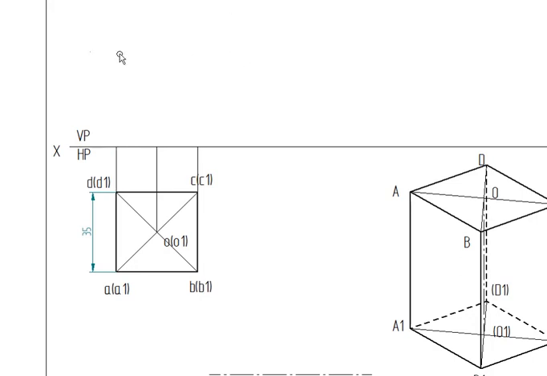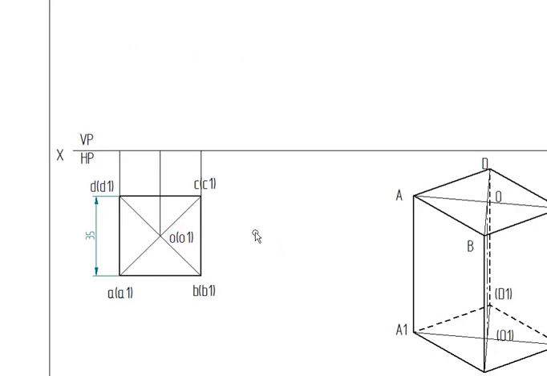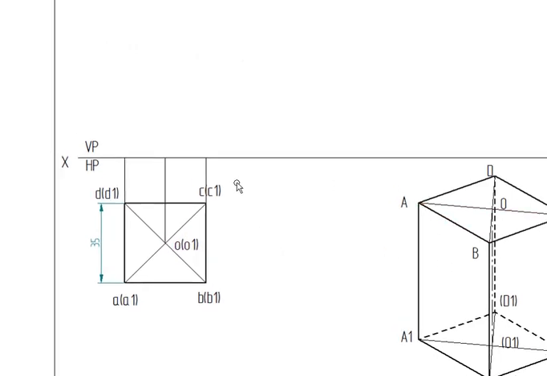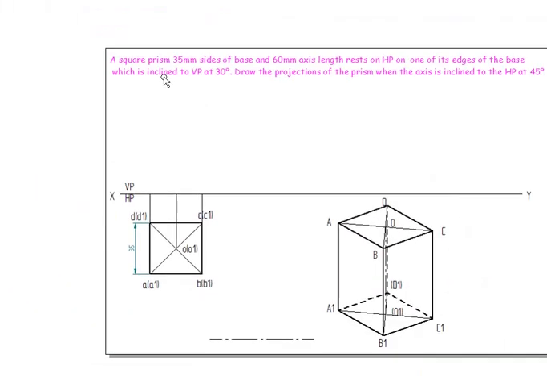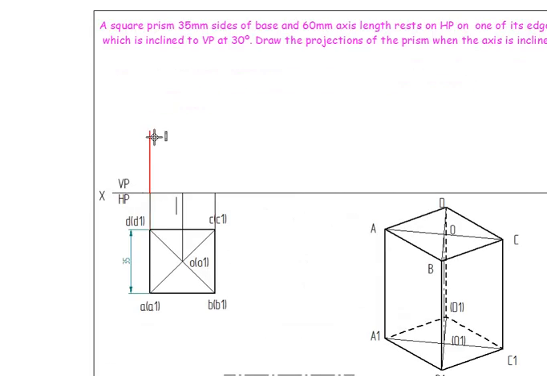Once this is drawn, we are going to see this face. The height of the prism is 60. So I'll draw this line; from here the length should be 60. Draw it in thick lines. I'm going to draw it till here, draw it till here, and draw it.